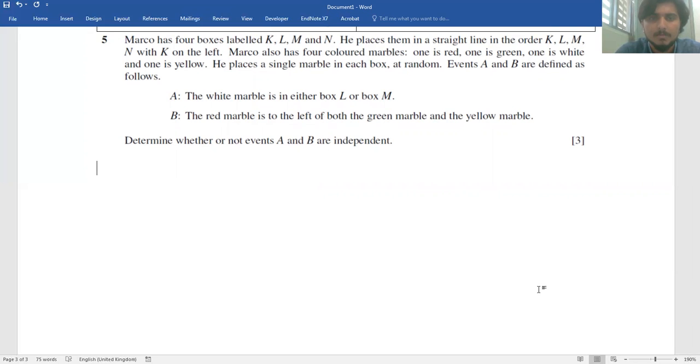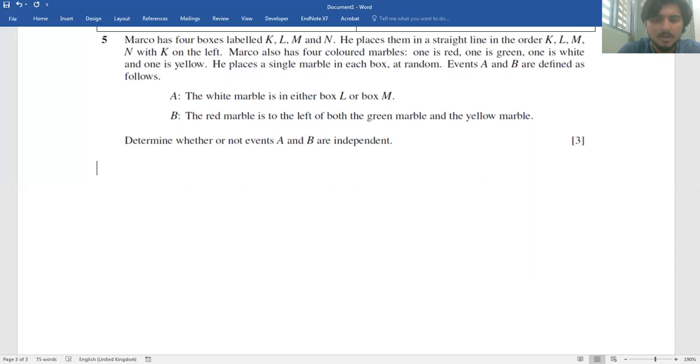Marco also has four colored marbles. One is red, one is green, one is white, and one is yellow. He places a single marble in each box at random. Events A and B are defined as follows. Event A is the white marble is in either box L or box N. B is the red marble is to the left of both the green and the yellow marbles.